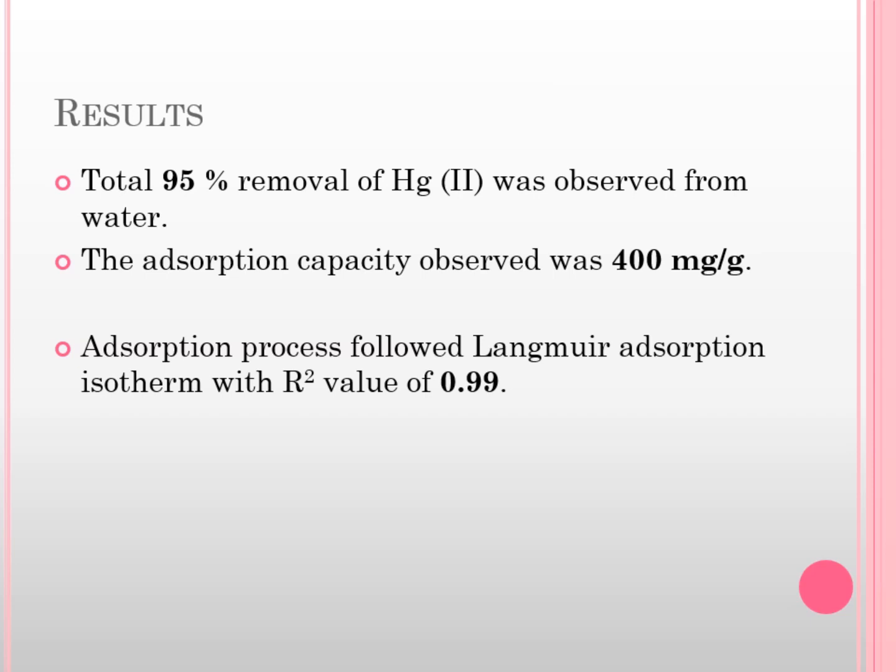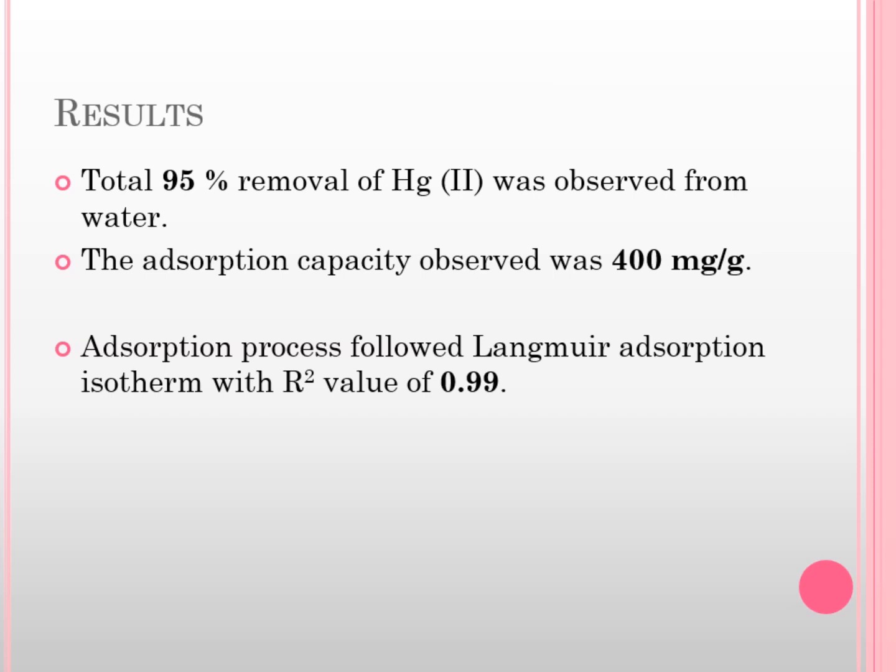Results. A total of 95% removal of mercury was observed from the water sample. The water sample which contained the mercury, from this sample 95% of mercury was removed successfully. The adsorption capacity observed was 400 milligrams per gram. So the adsorption capacity of the nanoparticles for mercury that was observed was 400 milligrams per gram.